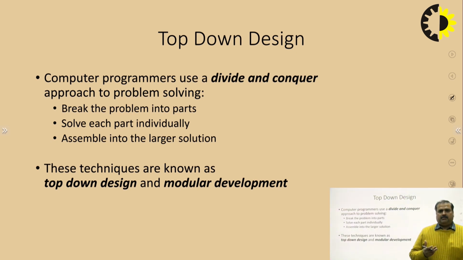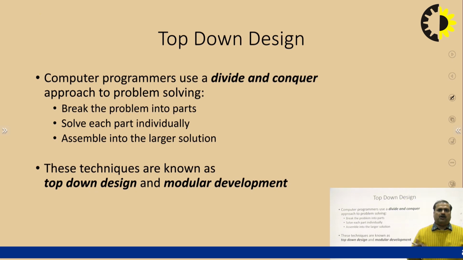There are two popular approaches for problem solving. One is top-down design and another is bottom-up design. In the top-down design, we work in a divide and conquer manner. This approach breaks the problem into small parts and solves each part individually. These parts can again be broken into smaller parts until we reach a point where we can directly implement them.